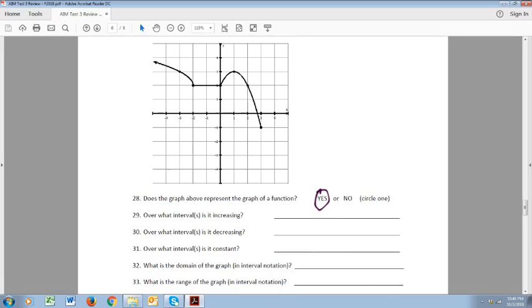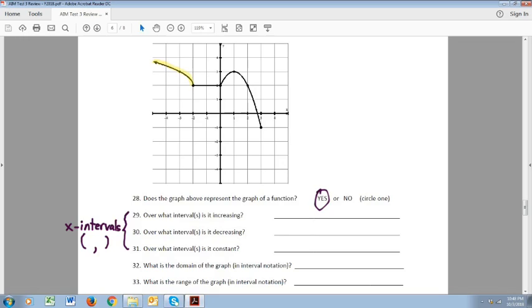All right, on number 29 it says, over what intervals is it increasing? So we've got increasing, decreasing, and constant. I want to remind you of a couple of things here. First of all, these are x intervals, and in fact, in each case they're open intervals, so we're going to be using parentheses. So we're going to start going from left to right.